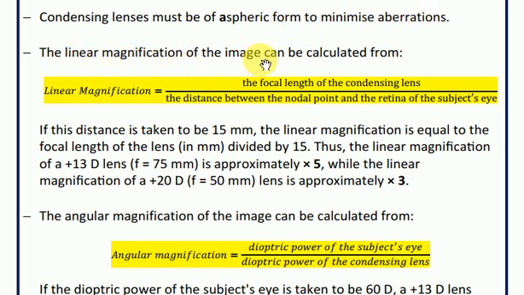The linear magnification of the image can be calculated by this formula: focal length of the lens divided by the distance between the nodal point and the retina of the subject eye. So if this distance is 15 mm, then the linear magnification will be equal to the focal length divided by 15. If we use a 13 diopter lens, the focal length will be 75 mm, divided by 15. So 75 divided by 15 equals 5 times magnification. In case of a 13 diopter lens, 5 times magnification. While for a 20 diopter lens, the focal length is 50 millimeters, so the magnification will be approximately 3 times.